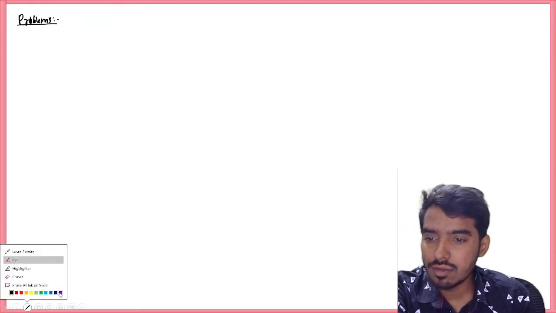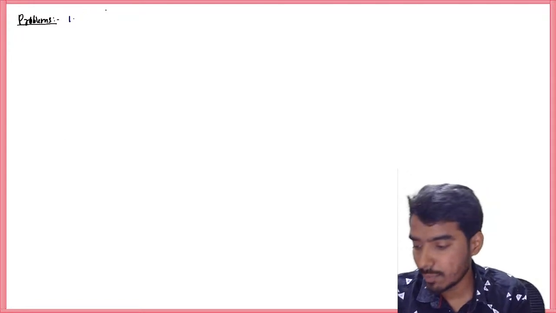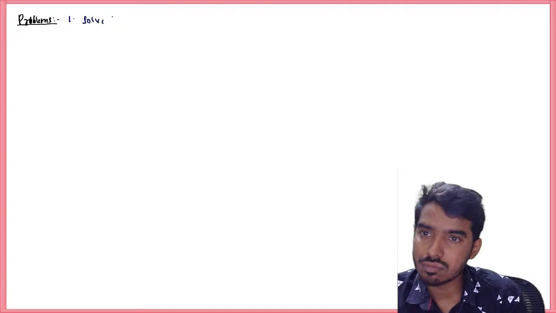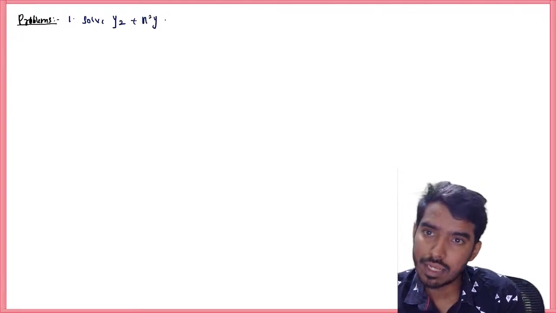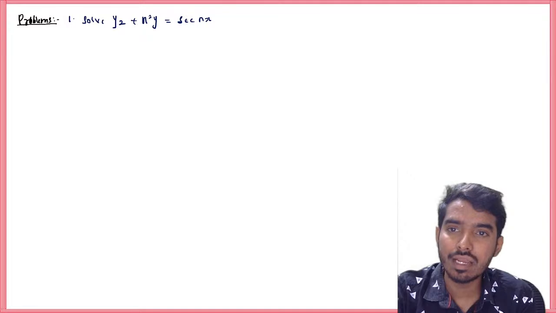We're going to solve every problem by variation of parameters only, right? To solve y2 plus n square y is equal to secant nx. So you can see it doesn't fall under any one of the types, right?